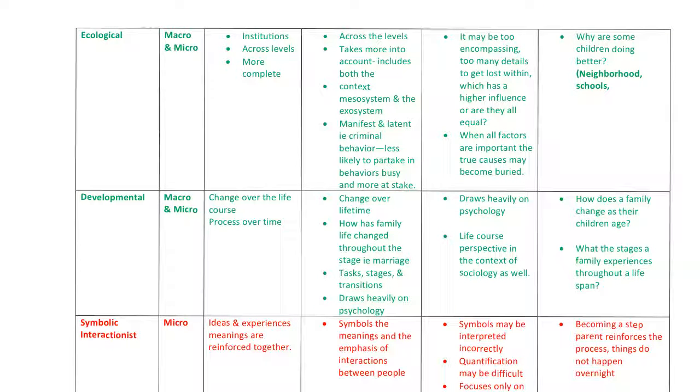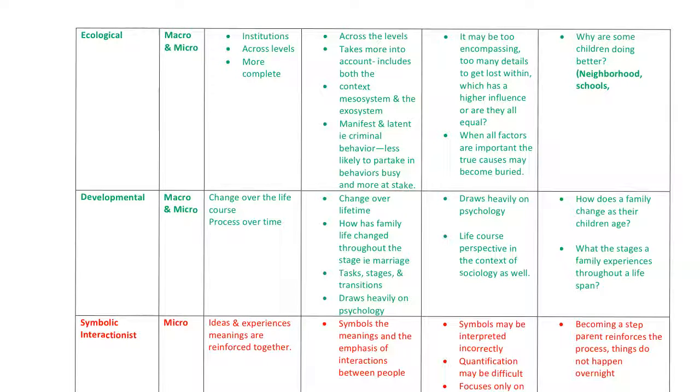Okay, so then there are two more that have both macro and micro involved, and one is the ecological. That's Urie Bronfenbrenner. One of the criticisms is that it takes too much into account, so if you don't understand all of it, then you're not going to get the whole picture. It also assumes that every level is equal, and that may not be true either.